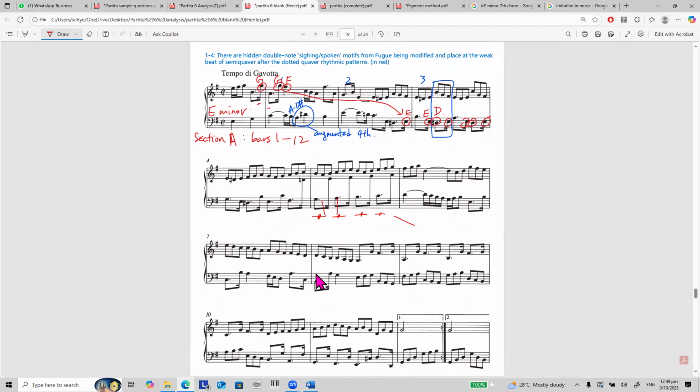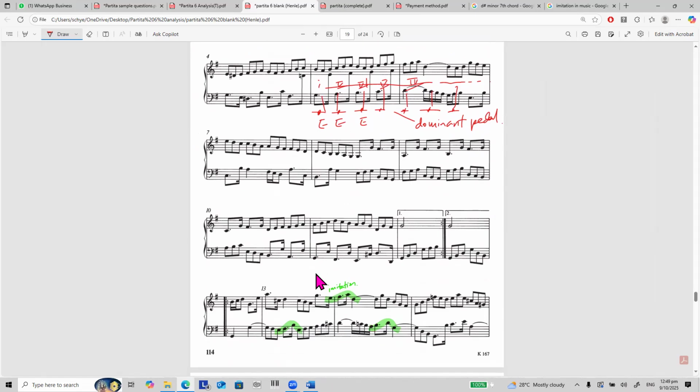So if the E keeps repeating at the bass, and it passes through many different chords, for example, 1, 4, 6, 5, 4, and so on, and the E keeps repeating at the bass, then we just call this a tonic pedal. But if the E keeps repeating at the inner part of the music and passes through many different chords, then we call this an inner tonic pedal.